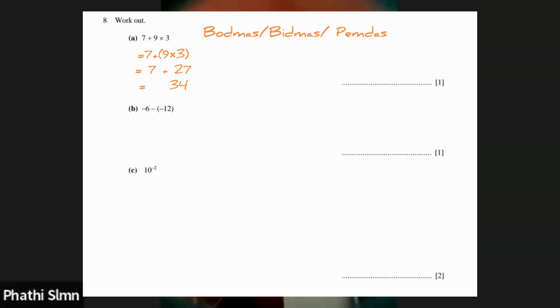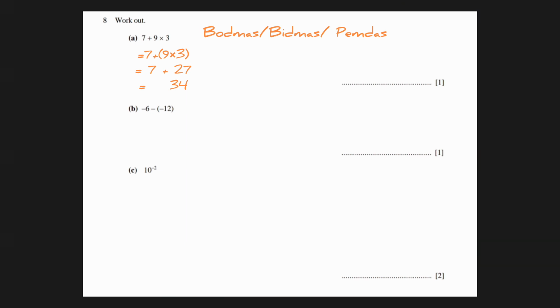So what is 9 times 3? 27. So it will be 7 plus 27. What is 7 plus 27? 34. That's our answer. Okay, let's move on to B. B says negative 6 minus negative 12.